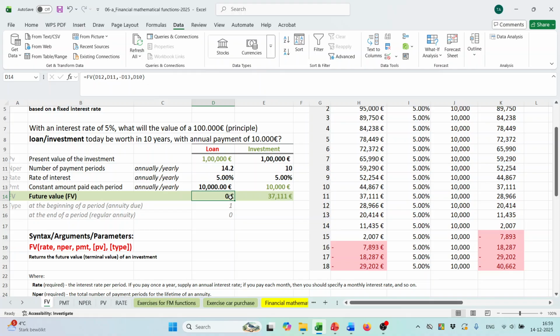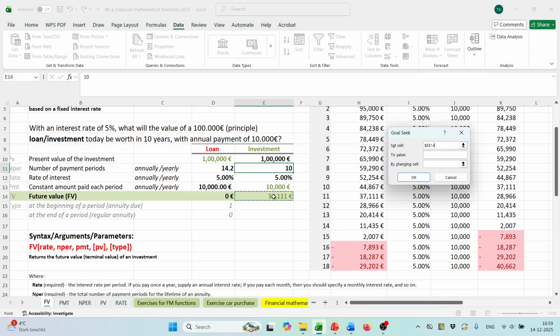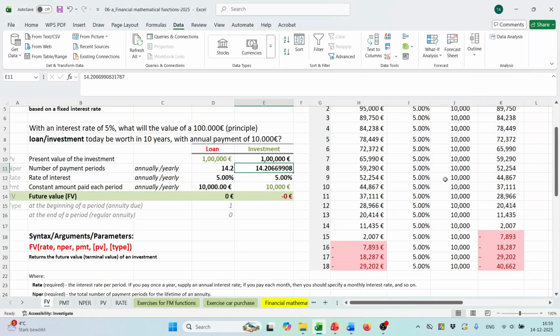That means our debt will be completely repaid. And we can also do it from the bank's perspective. Go to set goal, to 0 by changing cells here. Okay. And we can also do it for other cells also.